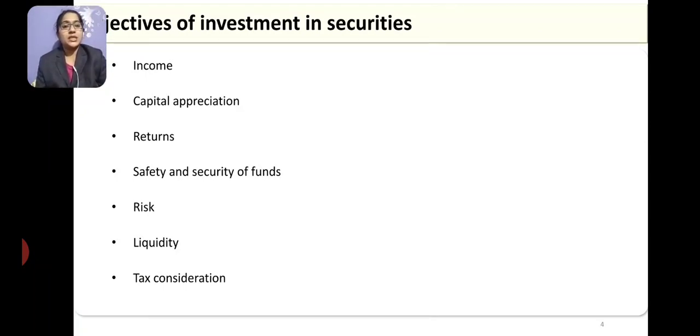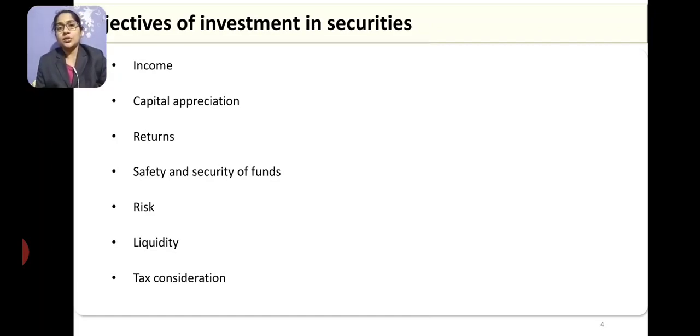Then safety and security of funds. So my investment objective is also to safeguard my money, to keep my funds in a safe way. So instead of keeping money in my cupboard, I keep it in my bank FD, so that it is safe. It also gives me a return, isn't it? So safety and security is also one of the main objectives of investment.